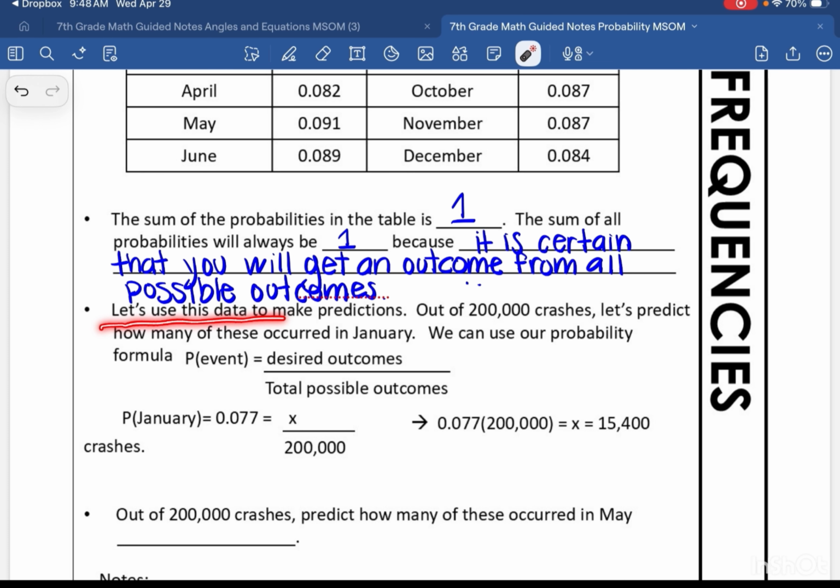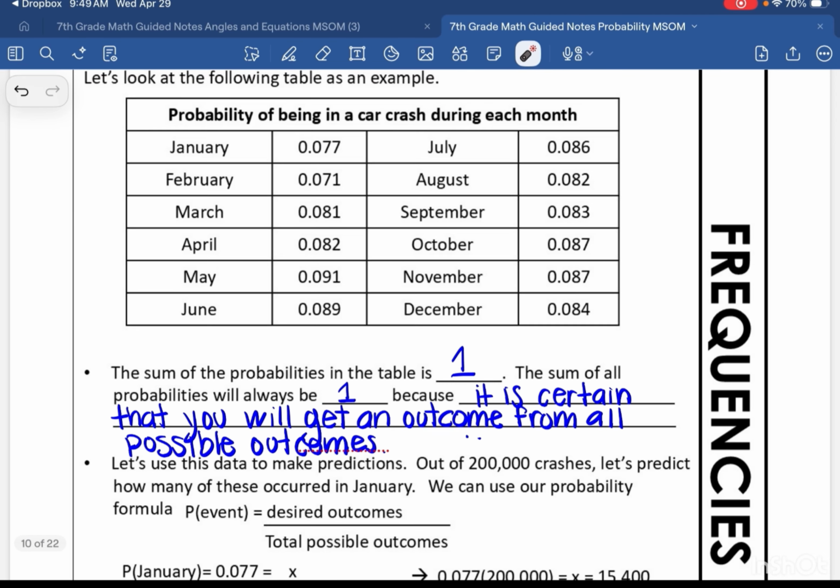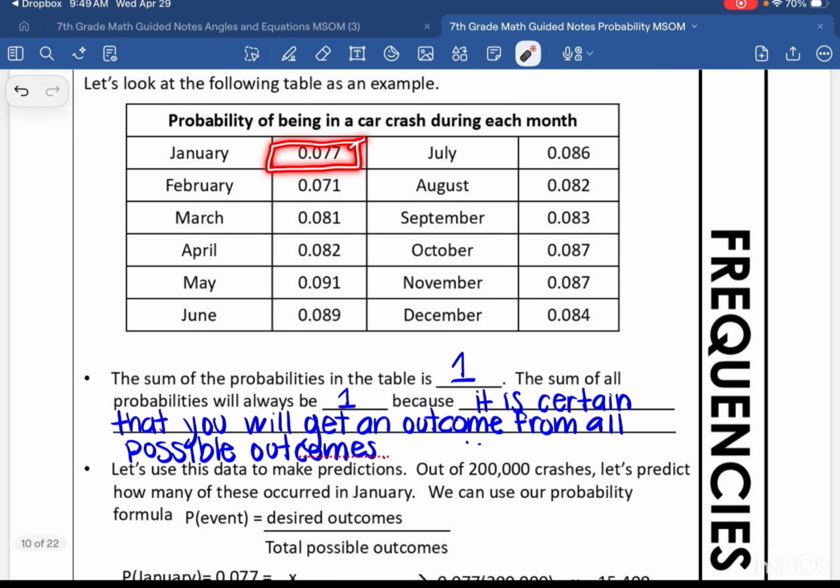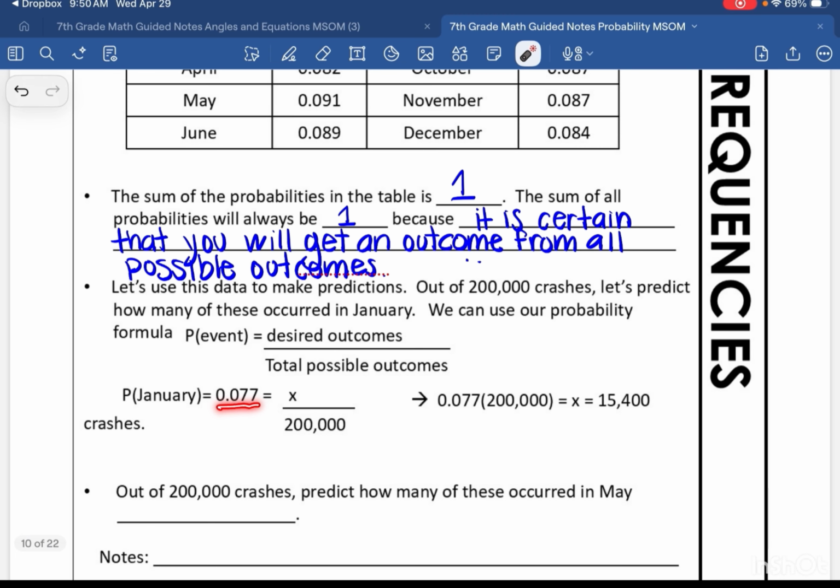Let's use the data to make predictions. Out of 200,000 crashes, let's predict how many of these occurred in January. We can use our probability formula, which is the probability of an event equals desired outcomes over total possible outcomes. I know that the probability of getting into a crash in January is 0.077, and I get that from right here on this table. So the probability is 0.077. I don't know how many of those are in January. That's what I'm trying to figure out.